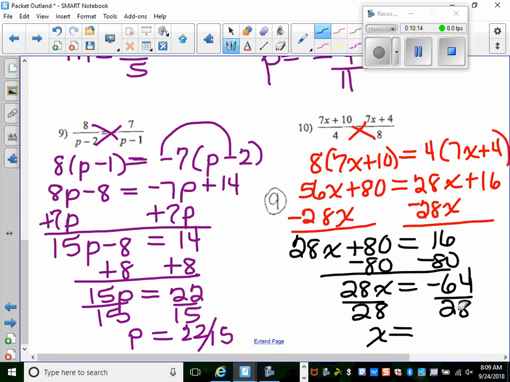So now you can punch this into the calculator, negative 64 divided by 28, hit enter, and then go to your math key and hit enter twice. It'll reduce the fraction for you. Who can tell me what it reduced to? Yeah. Negative 16 sevenths. And again, you can do that right with your graphing calculator.